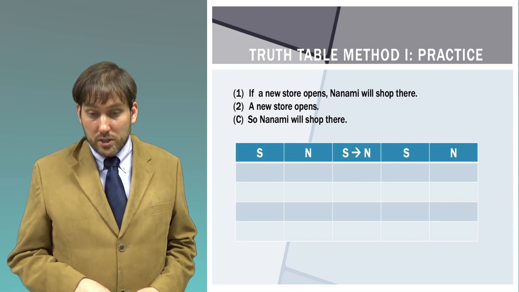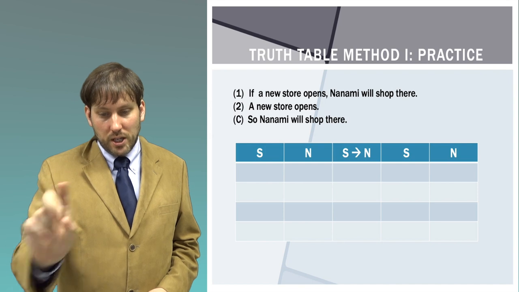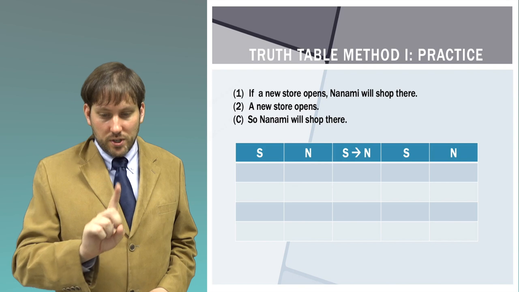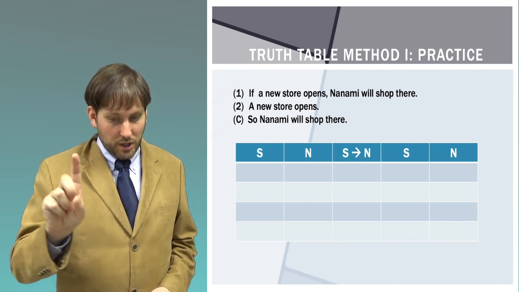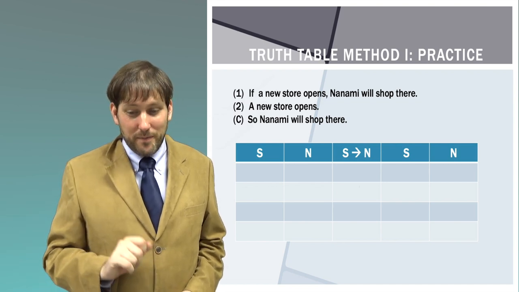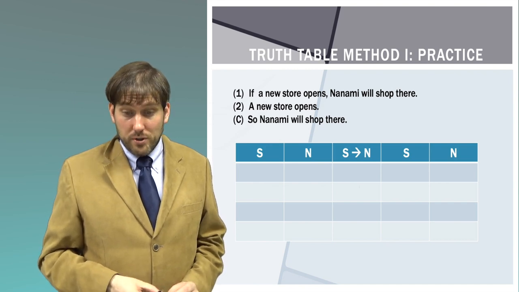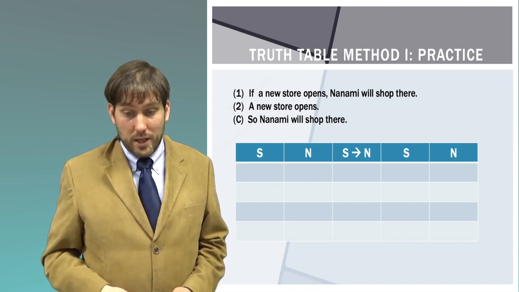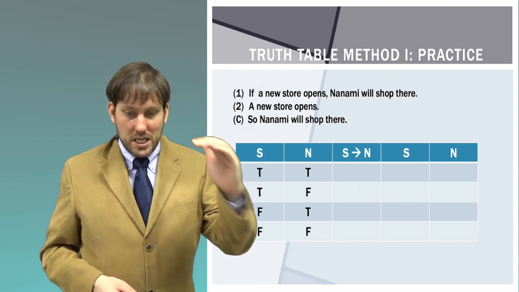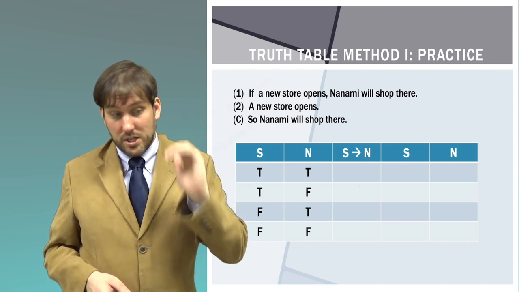So for our table, how are we going to make this? We have two variables: a new store opening and Nanami shopping there. So we once again have four rows. Since we have two variables, two premises, and one conclusion, we are going to need five columns. So we have five columns and four rows. The very first two, the variables, we always fill out the same way. The leftmost variable gets big blocks and then it gets smaller. So we have T, T, F, F, and then the closest variable, T, F, T, F.